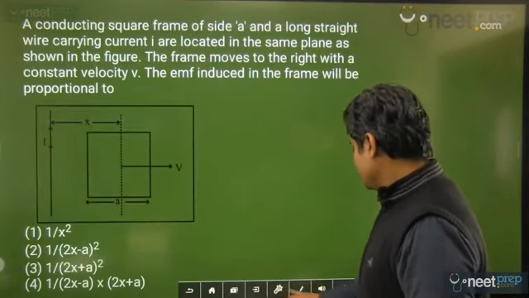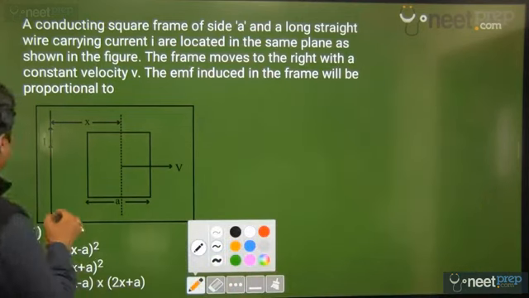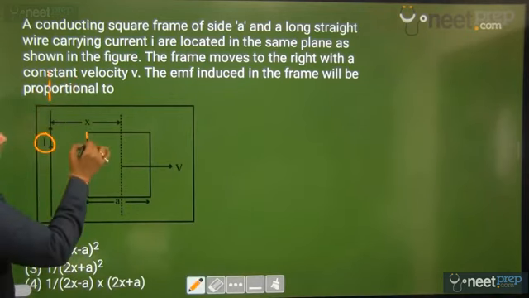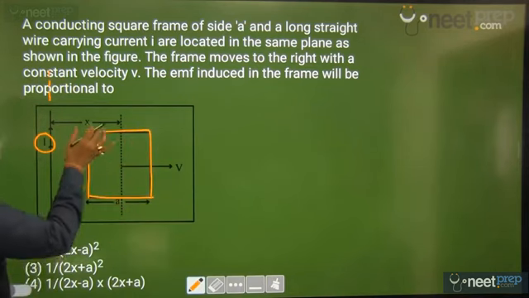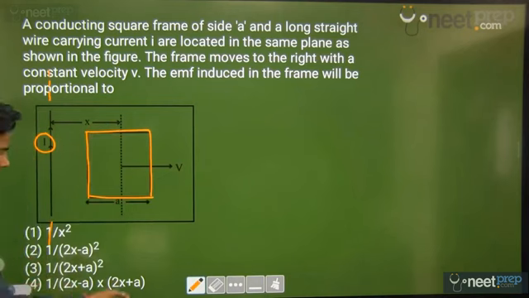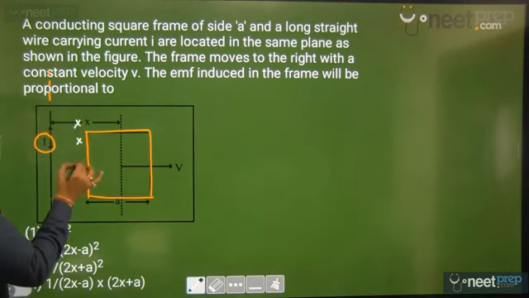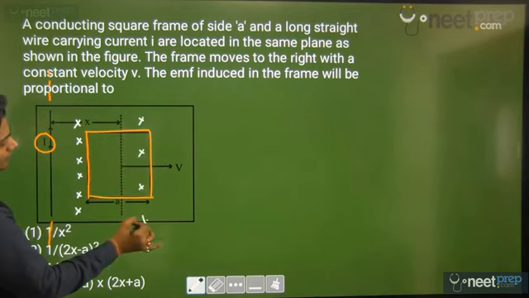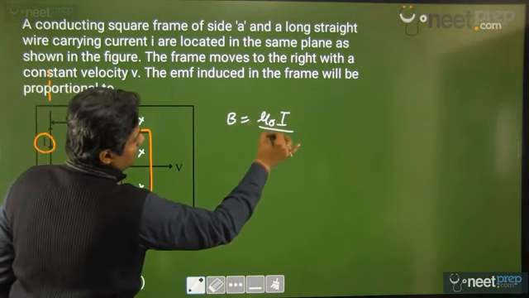This is again a previous year question, very good question. So basically there is a long current carrying wire, carrying current I, and we have a loop of side A at a distance x and moving with velocity v. My dear students, if you can recall, the first problem of this topic was this one only, but there the magnetic field was uniform. Now in this case the magnetic field is not uniform, because the magnetic field will decrease as we move away from the wire, and the magnetic field will be equal to mu naught I by 2 pi times distance r.